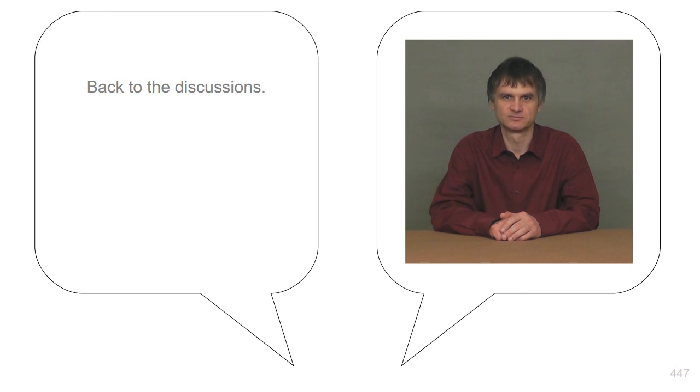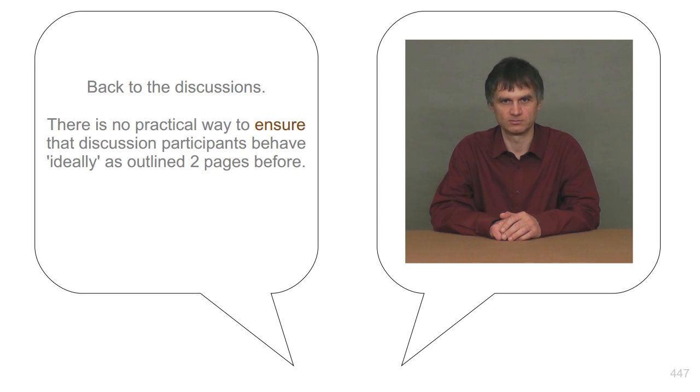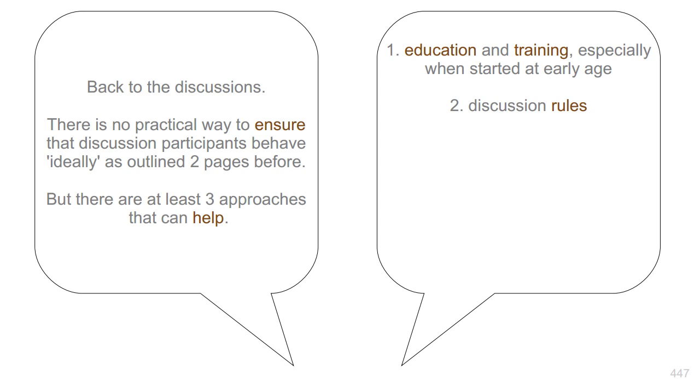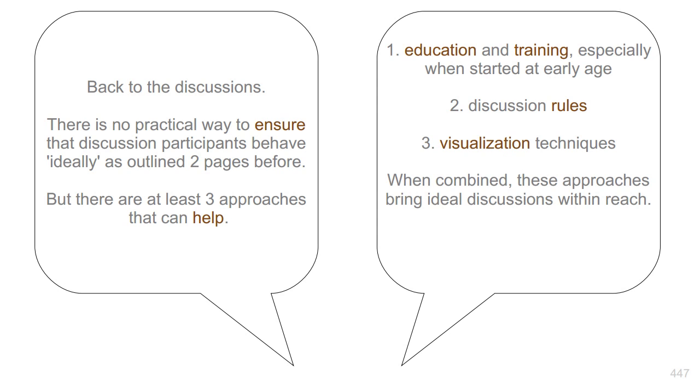Back to the discussions. There is no practical way to ensure that discussion participants behave ideally, as outlined 2 pages before. But there are at least 3 approaches that can help. Education and training, especially when started at early age. Discussion rules. Visualization techniques. When combined, these approaches bring ideal discussions within reach. But already one of them alone can make a discussion better.